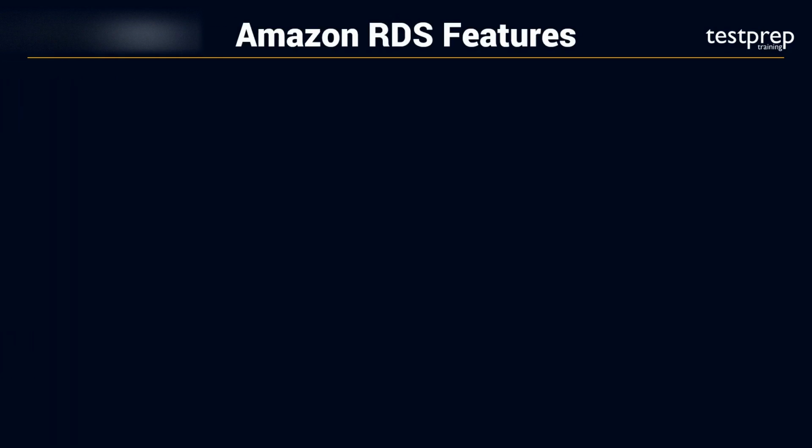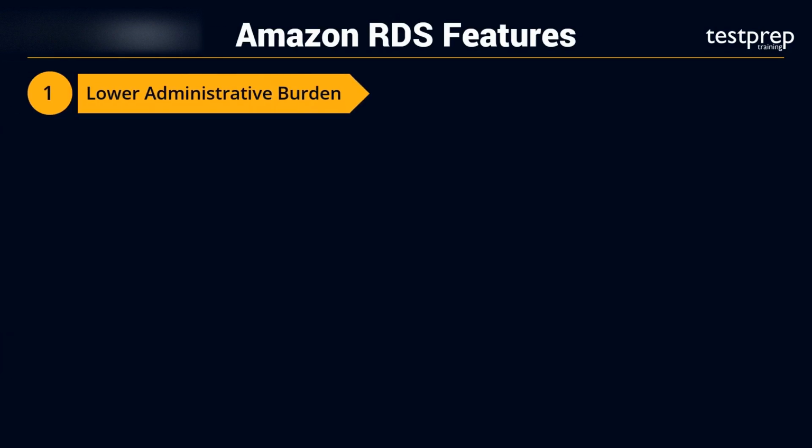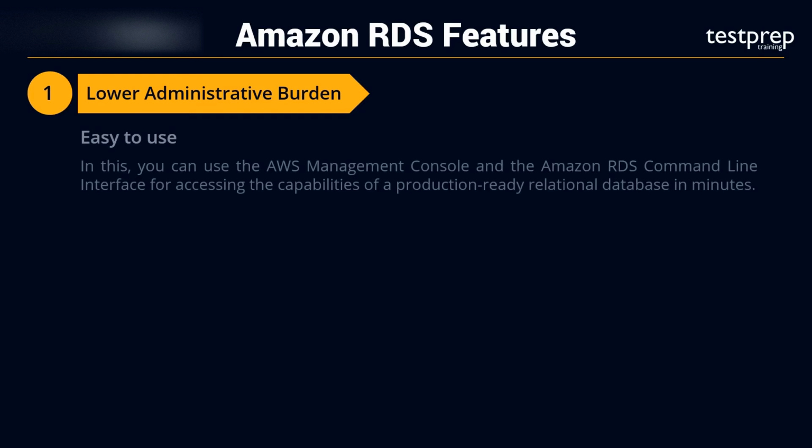Amazon RDS features. 1. Lower administrative burden. You can use the AWS Management Console and the Amazon RDS command line interface for accessing the capabilities of a production-ready relational database in minutes.